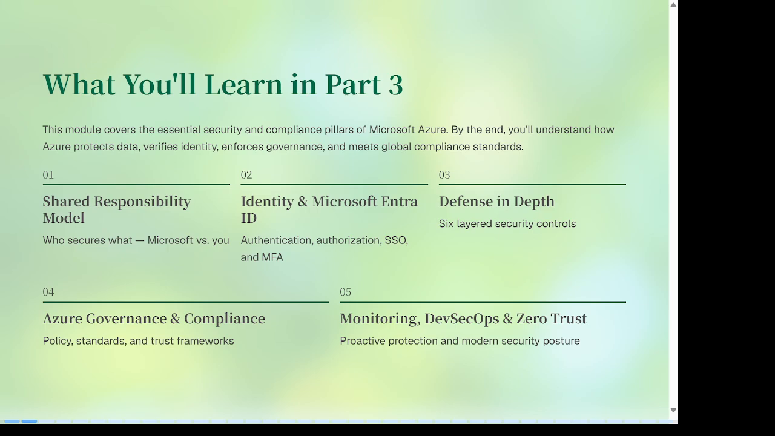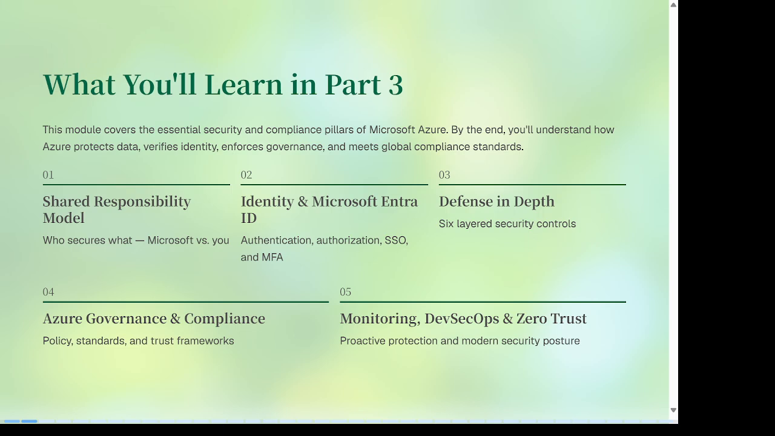Before we jump into the technical concepts, let's take a quick look at our roadmap for this lesson. By the end of part 3, you will have a solid understanding of how Microsoft Azure protects cloud environments and why organizations around the world trust Azure with their most valuable data.